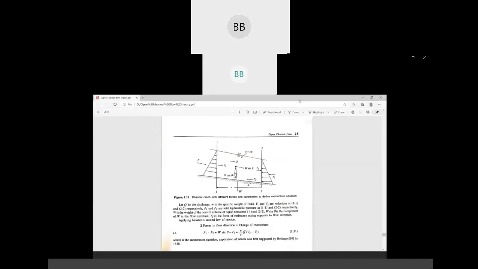For derivation, you can see this figure 1.15. Definitely this is an open channel. We have considered two sections. One is 1, one is 2. Definitely it is in higher elevation. We can consider it is an upstream, and we can consider it is a downstream, with lower elevation. And we all know the water is flowing from higher elevation to the lower. So this is the direction of flow.